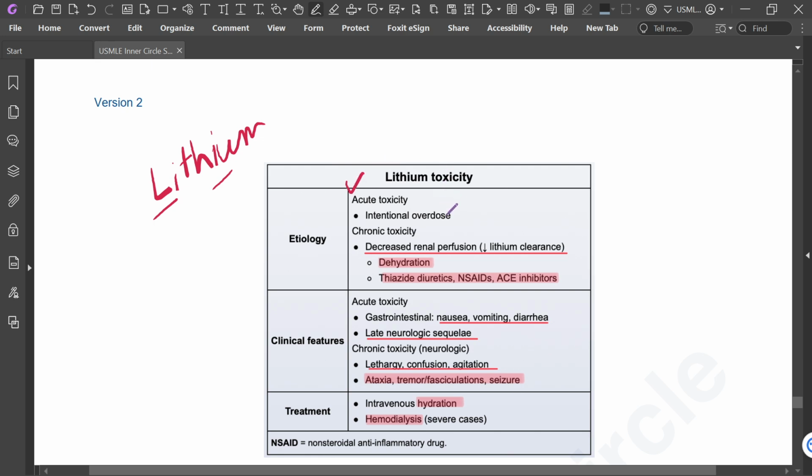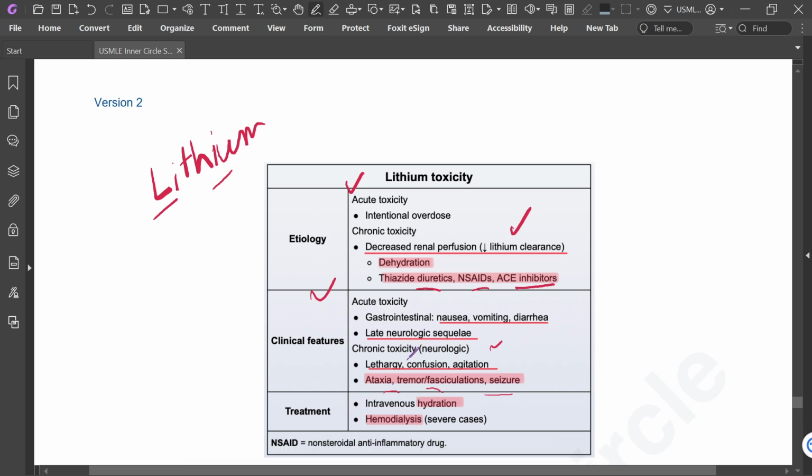In acute toxicity, there is intentional overuse. In chronic toxicity, there is decreased renal perfusion and decreased lithium clearance. There may be dehydration, thiazide diuretics, NSAID use, and ACE inhibitors, causing decreased renal perfusion. Acute toxicity: gastrointestinal symptoms of nausea, vomiting, diarrhea, and later neurologic sequelae. Chronic toxicity: neurologic symptoms of lethargy, confusion, agitation, ataxia, tremor, fasciculation, and seizure.